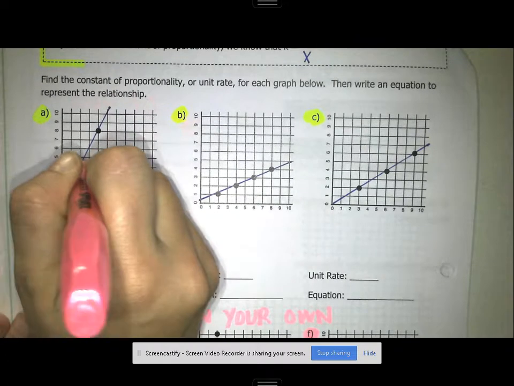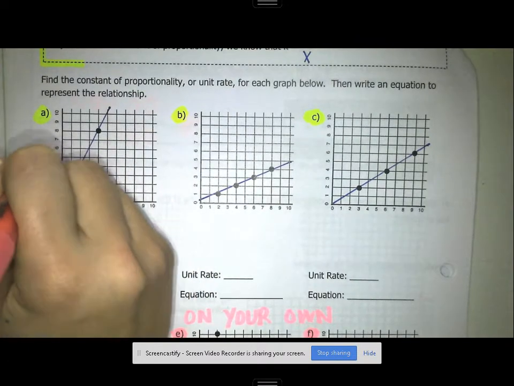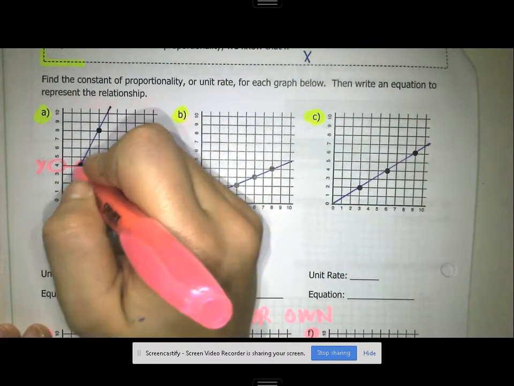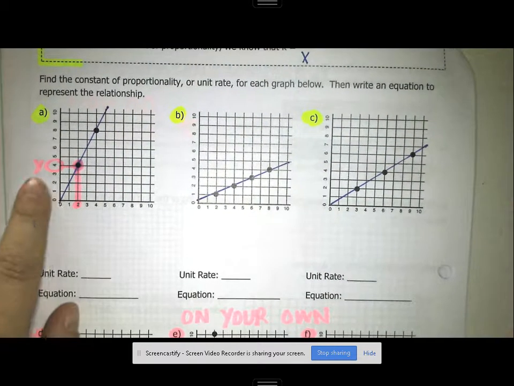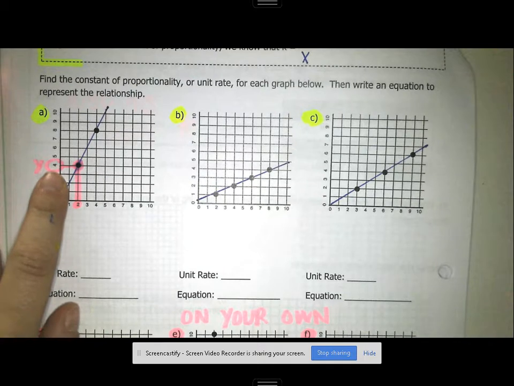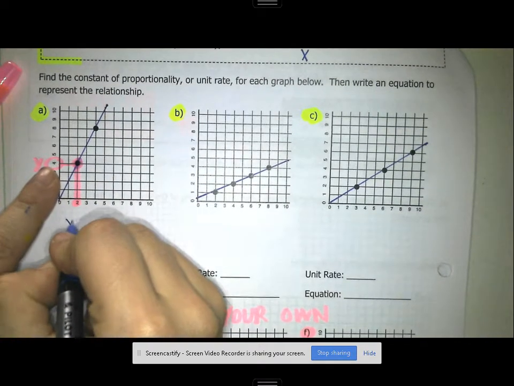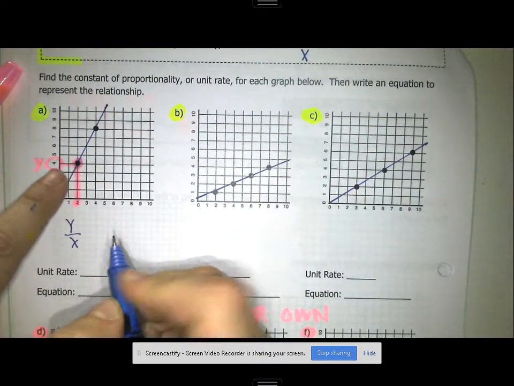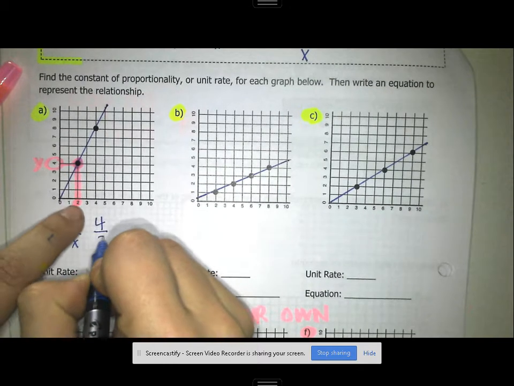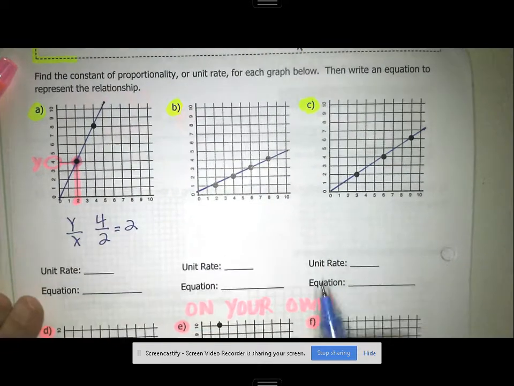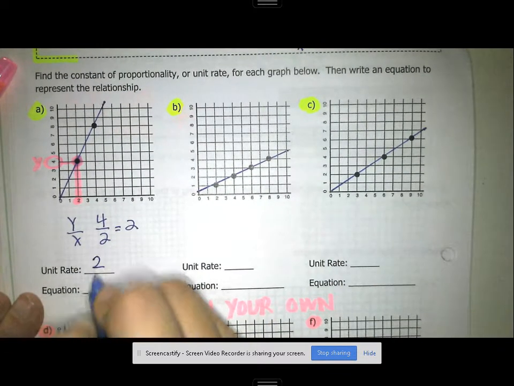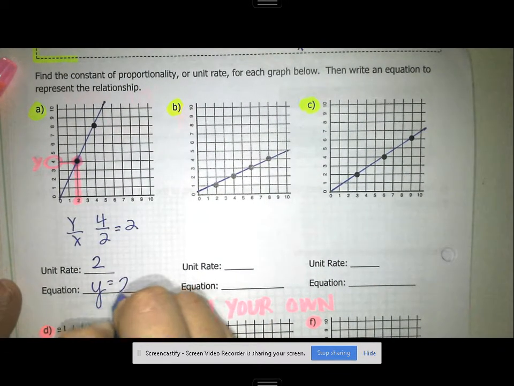All right, so how you find the unit rate is you pick a point, and you find the y. Now, the y is always on the y-axis, so here's my y. And then you find the x, which is on the x-axis. And I always circle the y to remind myself that's the one to put in the sky. So I'm going to do y divided by x, which is 4 divided by 2. And I get 2. Show this work. So the unit rate for this graph is 2, and my equation is y equals 2x.